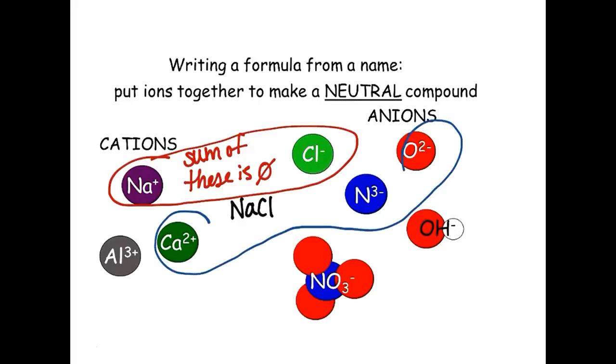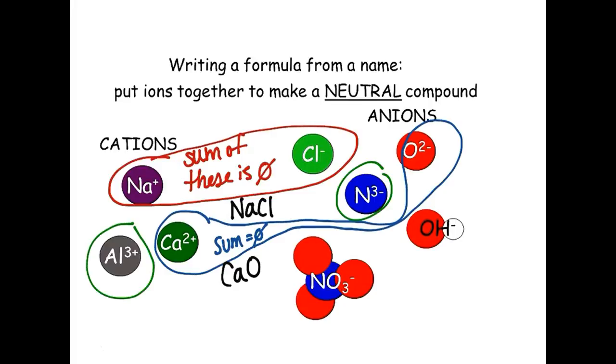If we take calcium and combine that with oxide, 1 to 1, those would add up to 0. So calcium and oxide combine in a 1 to 1 fashion so that we get an overall charge of 0. Aluminum and nitride have the same: aluminum's +3 and nitride's -3. So these will combine 1 to 1, aluminum nitride, to give a sum of 0.